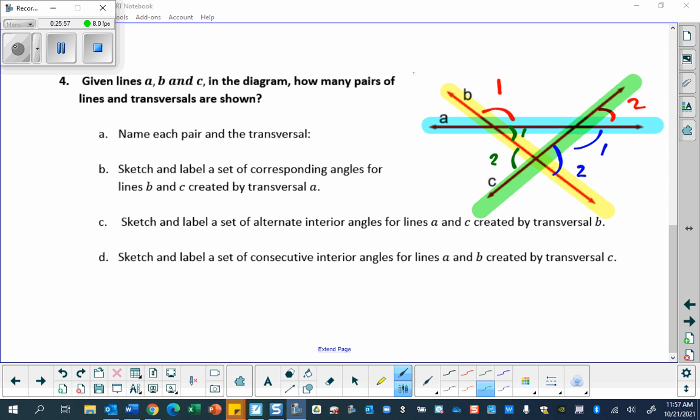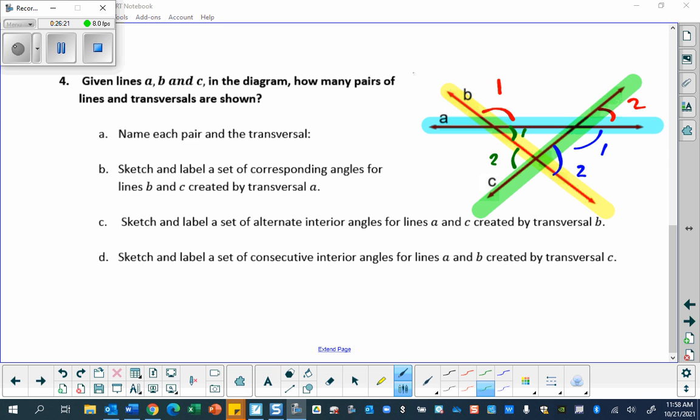Transversal A is highlighted in blue. When I'm looking for corresponding angles, that's going to be angles that are located in the same position, which means that they are tucked. I picked angles 1 and 2 in red. They're on the same side of the transversal. They're both tucked underneath of the lines. There are other ones, obviously.